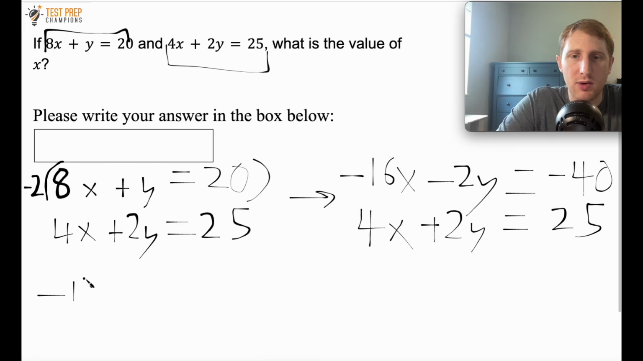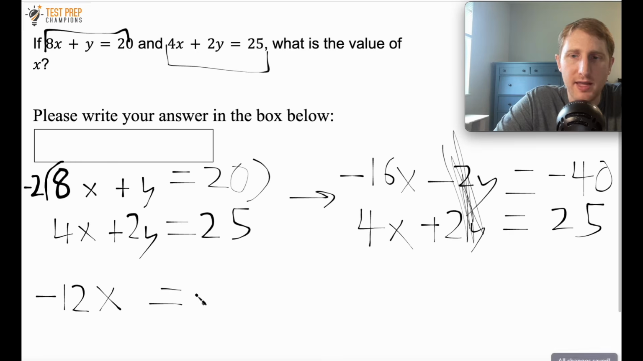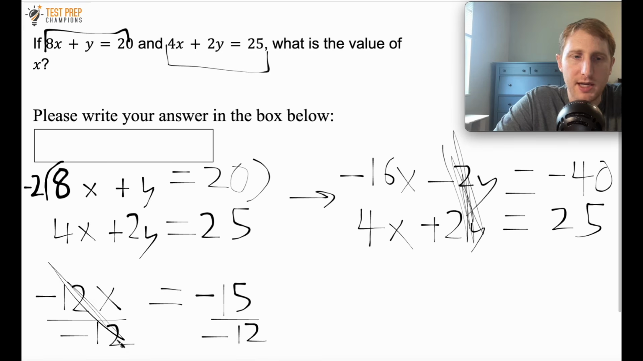Well, that's negative 12x. Now, negative 2y plus 2y cancels out, right? So now I have to do negative 40 plus 25, and that gives me negative 15. So now what I have to do is divide by negative 12 on both sides. And what we'll see is that over here on the left-hand side, the negative 12s cancel out, leaving me with just x. And on the right-hand side, I can simplify this down. So negative 15 over negative 12 simplifies to positive 5 over 4.